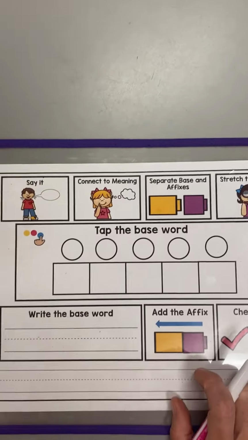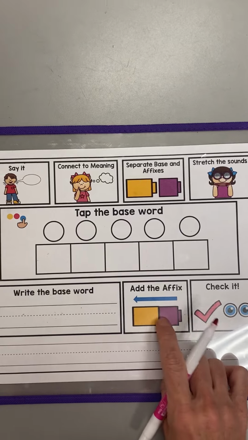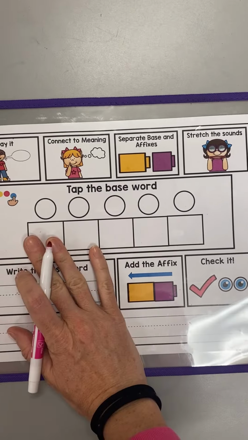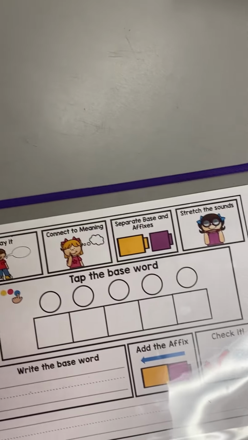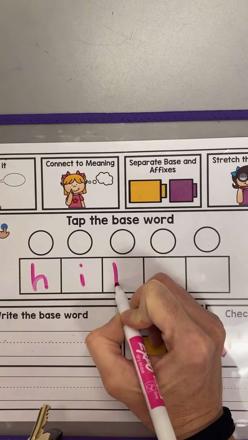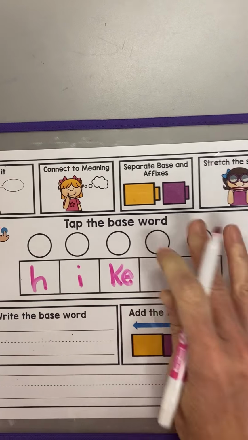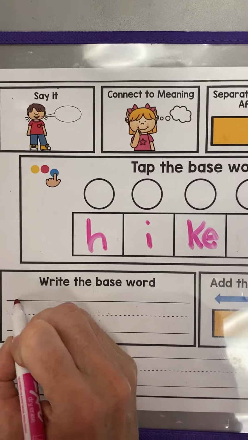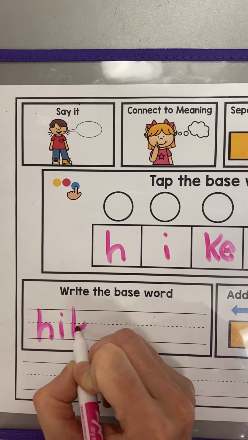Okay, so let's talk about what if there is something you need to do before adding the suffix back on. So let's say we did the word hike. Oh, sorry, I moved my chips. Well, that's okay. So we have H, I, K. Okay, so we don't need those two. And the E, you can make it smaller or whatever you want to do. So now I'm going to write my base word, hike.